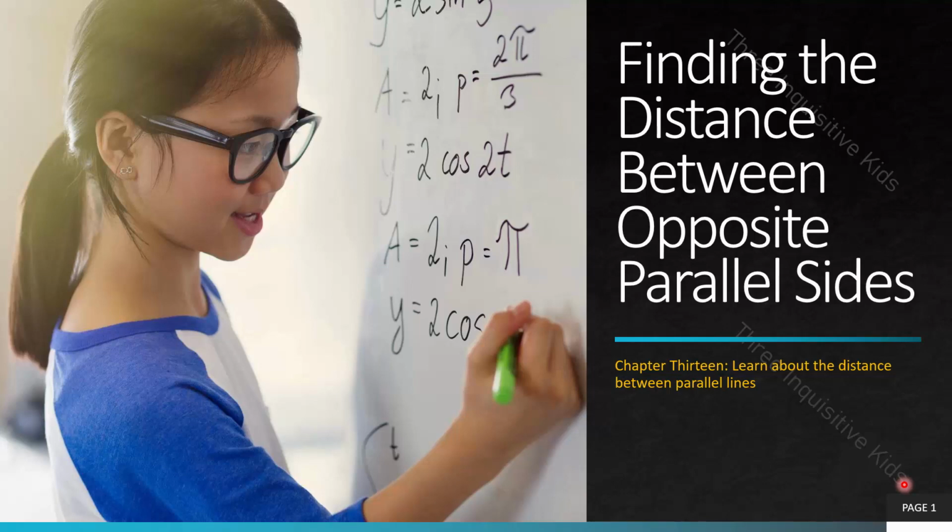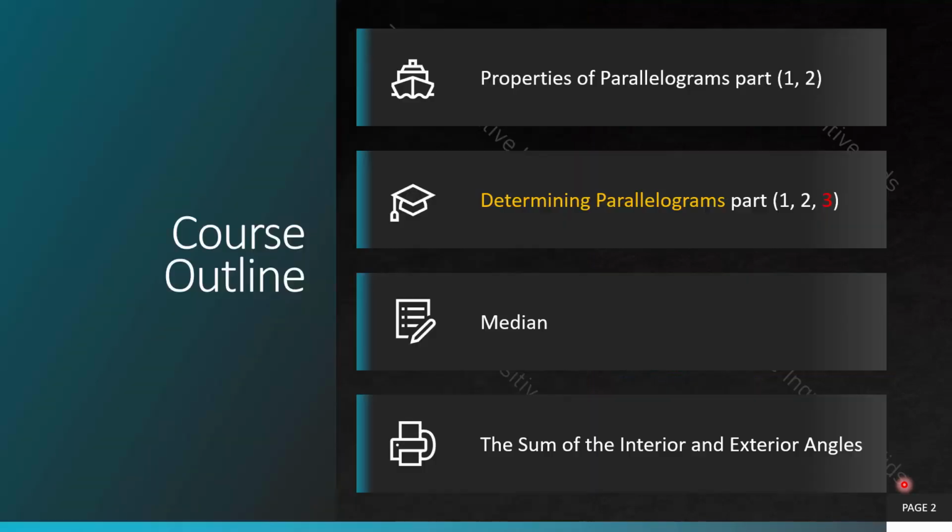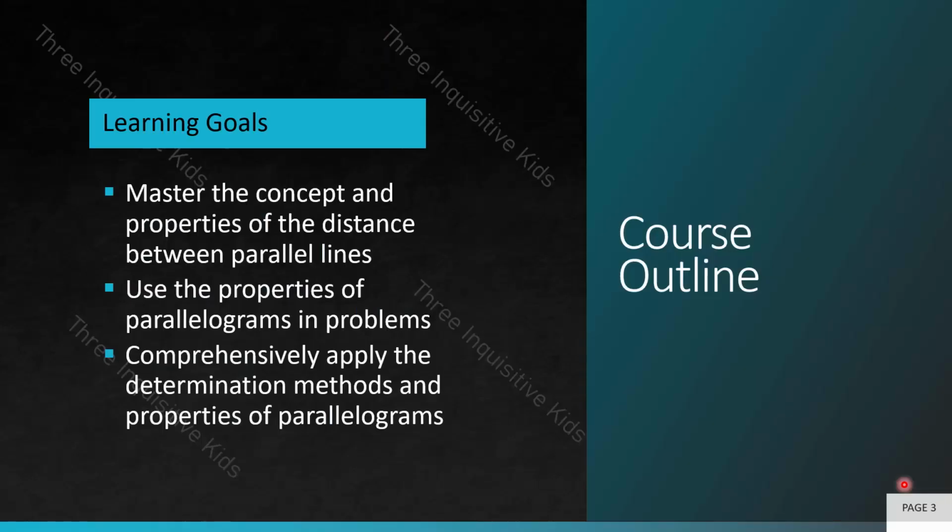Today, we will learn about the distance between parallel lines. This is the last part of our lesson on determining parallelograms. In the previous two videos, we learned about the different methods, in total 5 different methods, of determining parallelograms. In this video, we will also be combining the new knowledge we learned today about the distance between parallel lines and the determination methods we have learned before in order to solve problems.